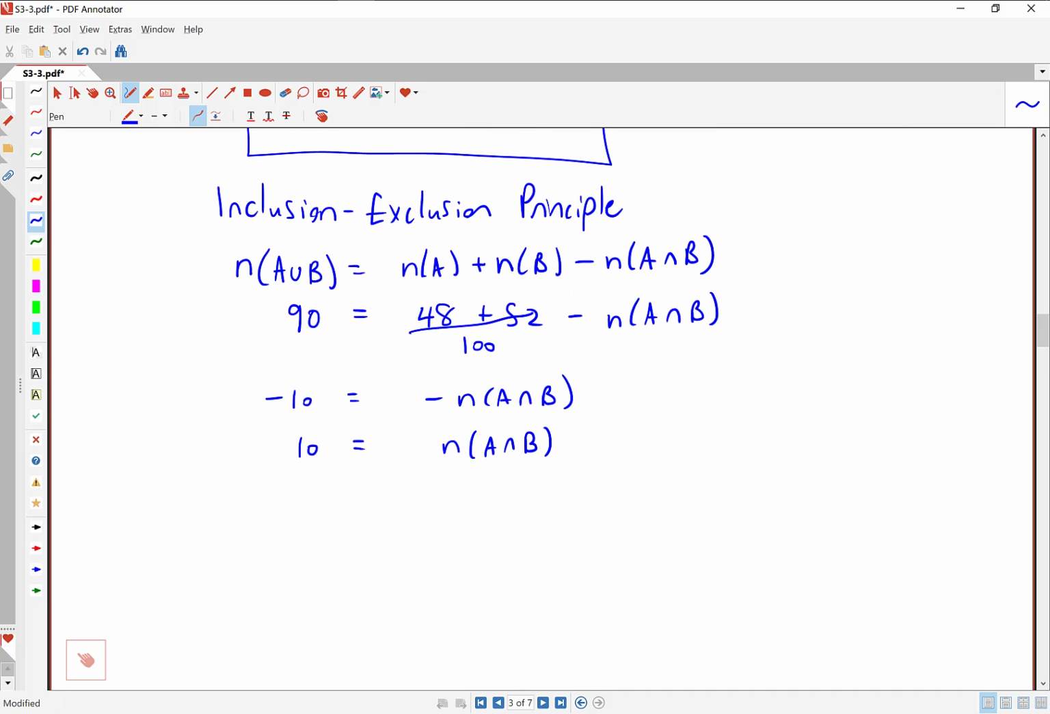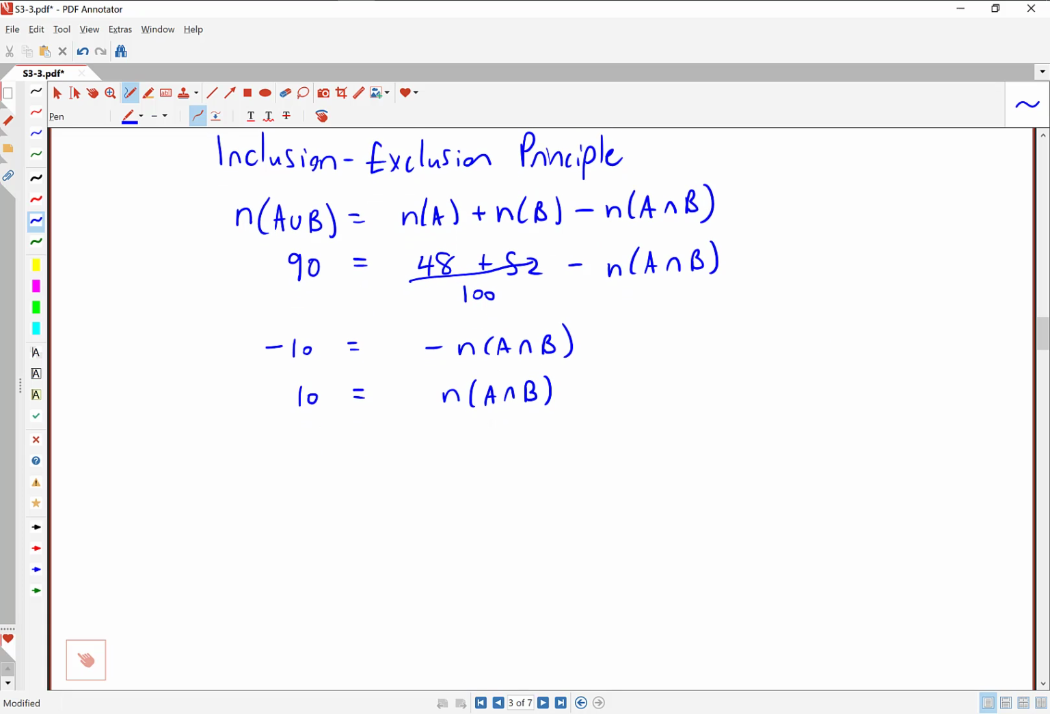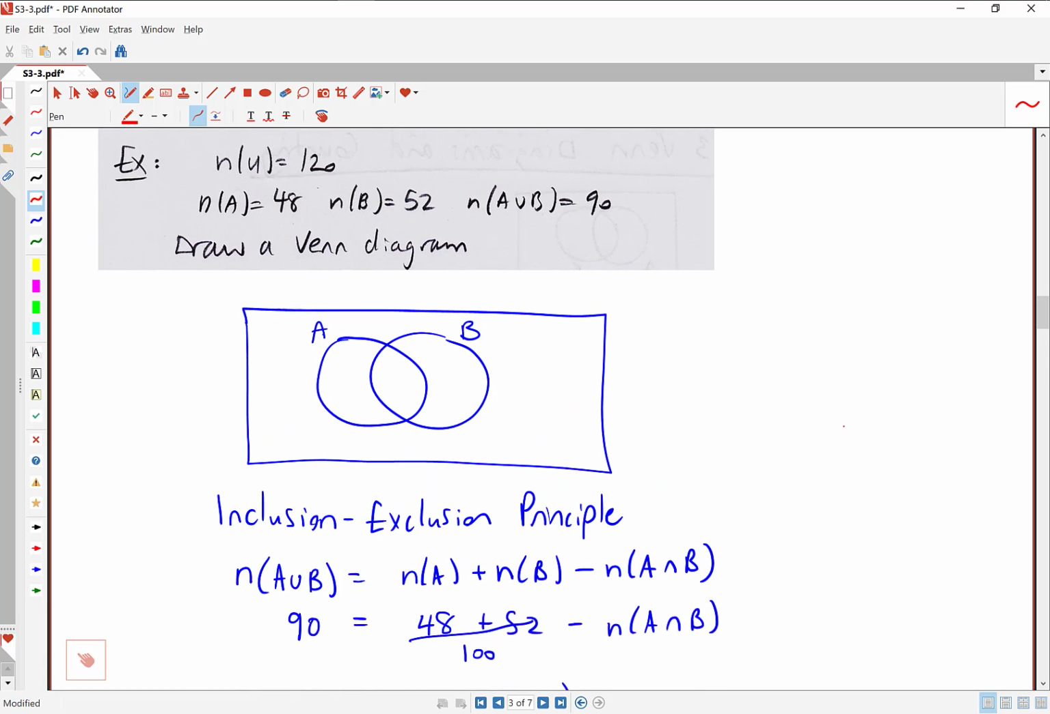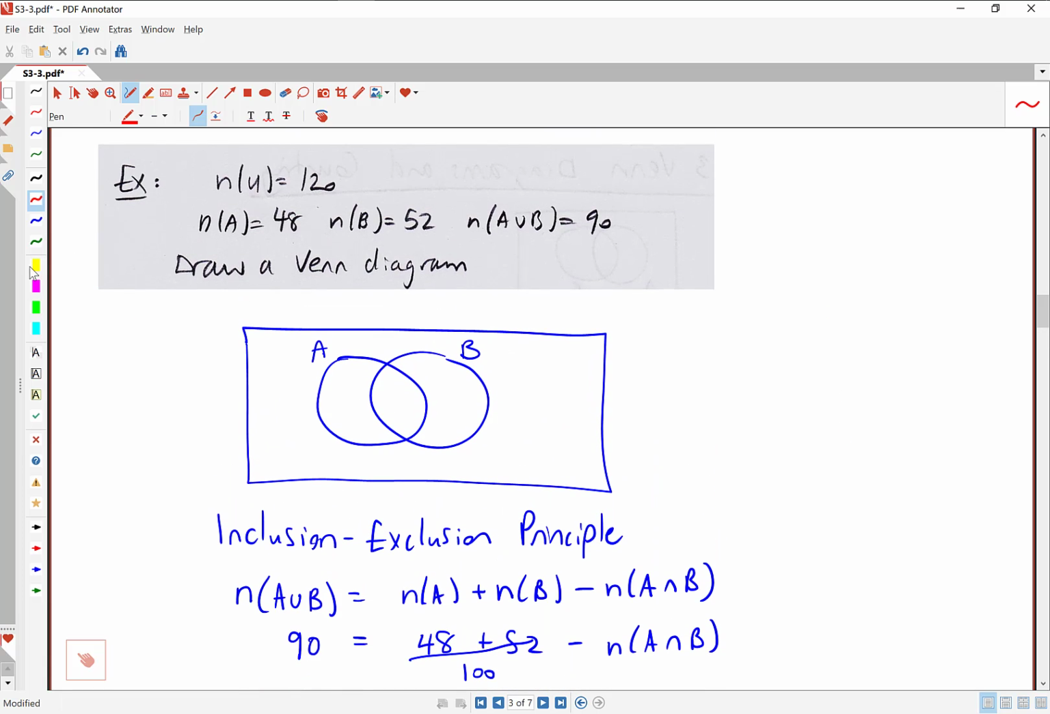Now we've got information about a basic region, and now we can draw our Venn diagram. So let's do it. I'm going to redraw the diagram here, and we can fill in all the details. So we've decided that there are 10 elements in the intersection of A and B, and now we can look back up at the problem and get the other information. So we said A had 48 elements, B has 52, and the entire rectangle has 120.